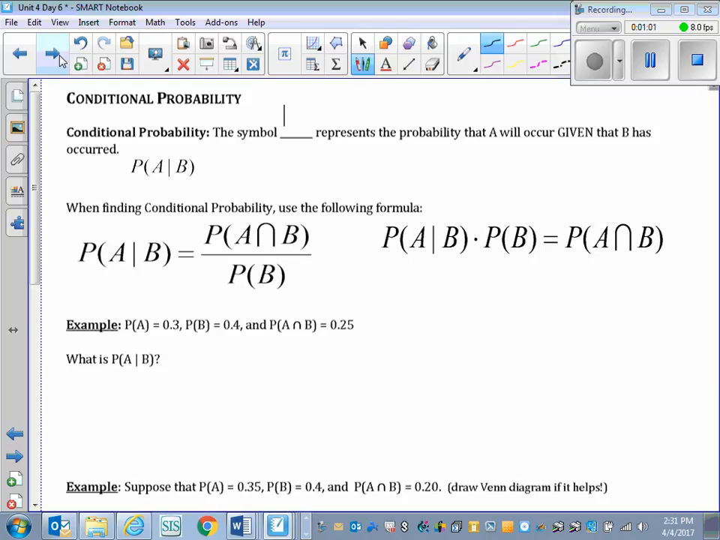So, conditional probabilities: you have the little divider as a symbol, which represents the probability that A will occur given B has occurred. So B, the given, will always go in the denominator in your formula. Whatever the given is will always go in the denominator, with the probability of A and B on top. This is just another form of the equation, solving for the and, if you were given the conditional probability times the probability of B.